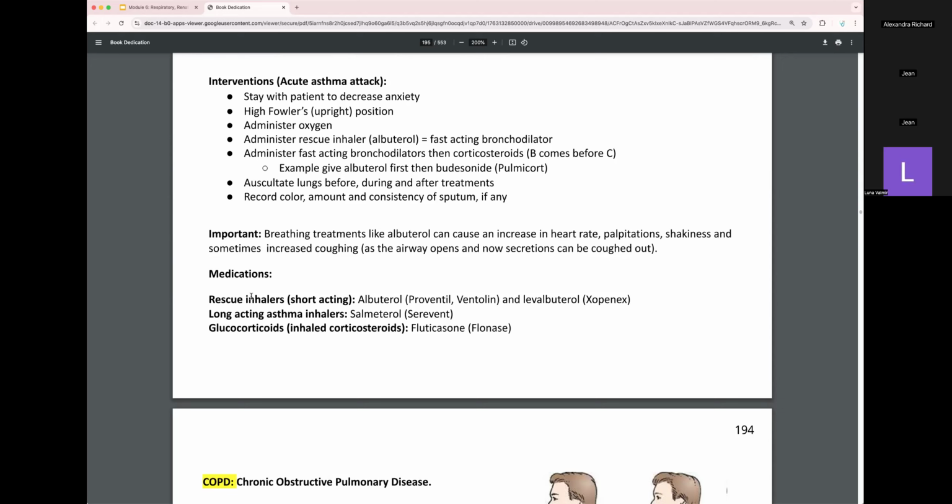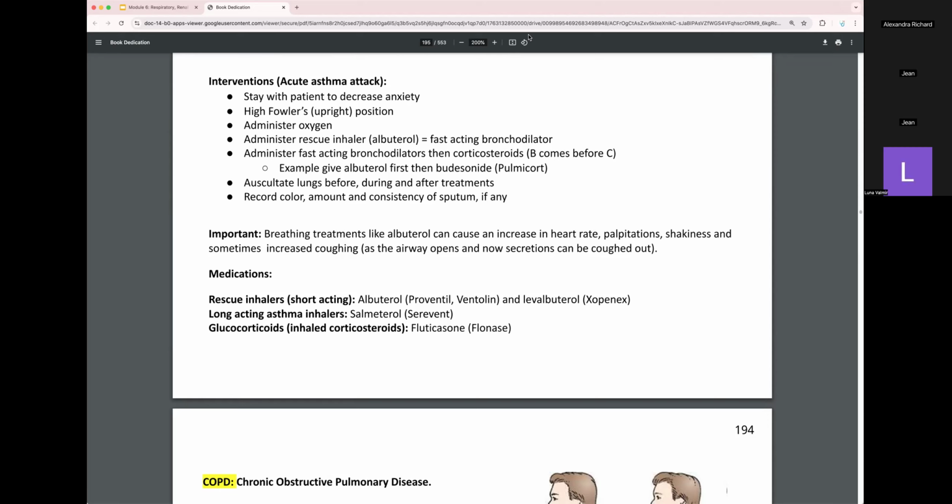You do not use long-acting inhalers for an asthma attack. Long-acting inhalers can help to prevent an asthma attack, but they won't treat an asthma attack. So that's your salmeterol. And then your inhaled corticosteroid is fluticasone. So please know those medications for your NCLEX.